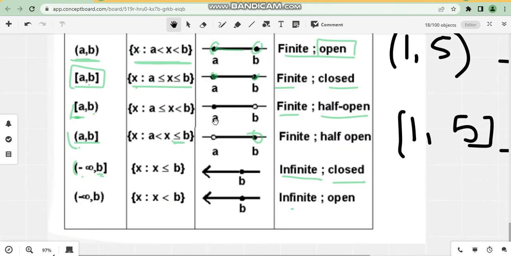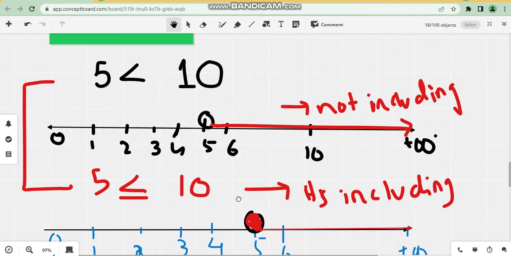So that's the main difference about it. So this first lesson is done.